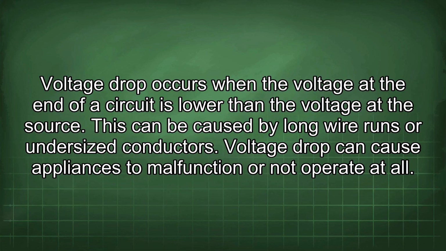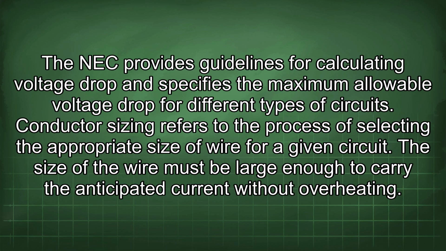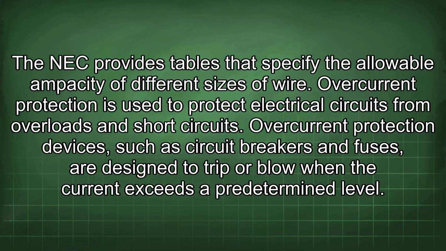Voltage drop can cause appliances to malfunction or not operate at all. The NEC provides guidelines for calculating voltage drop and specifies the maximum allowable voltage drop for different types of circuits. Conductor sizing refers to the process of selecting the appropriate size of wire for a given circuit. The size of the wire must be large enough to carry the anticipated current without overheating. The NEC provides tables that specify the allowable ampacity of different sizes of wire.